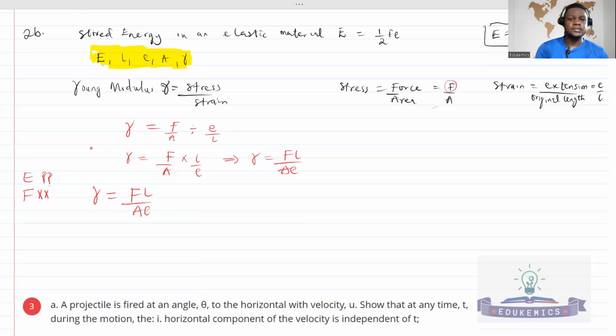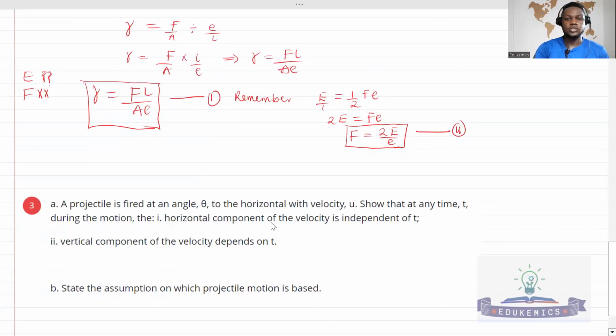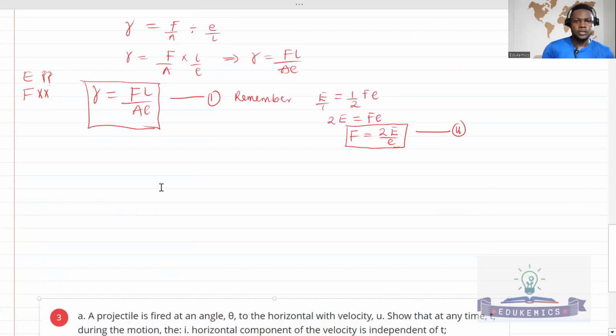We go back to the formula for the energy stored. Remember, energy stored in the elastic material is half Fe. We want to eliminate F from this equation, so we make F the subject of the formula here. So I'm multiplying, 2 times E is equal to Fe, so that F, dividing both sides by e, becomes 2E over e. Let me call this equation 1, and let me call this equation 2. So I'll substitute equation 2 into equation 1.